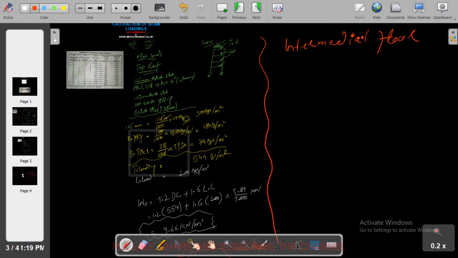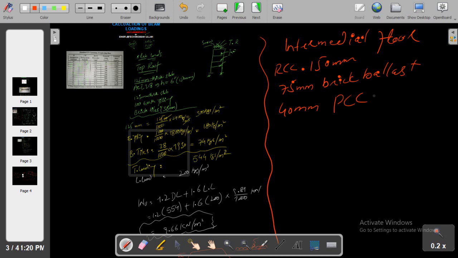So for an intermediate floor, let's say the slab thickness is 150. So the RCC slab is 150 millimeter, right? And we have 75 mm, because this time we don't have earth filling, so that's why we have 75 mm brick ballast. We have 40 mm thick PCC, plain cement concrete, which is used as an undercourse for tiles.